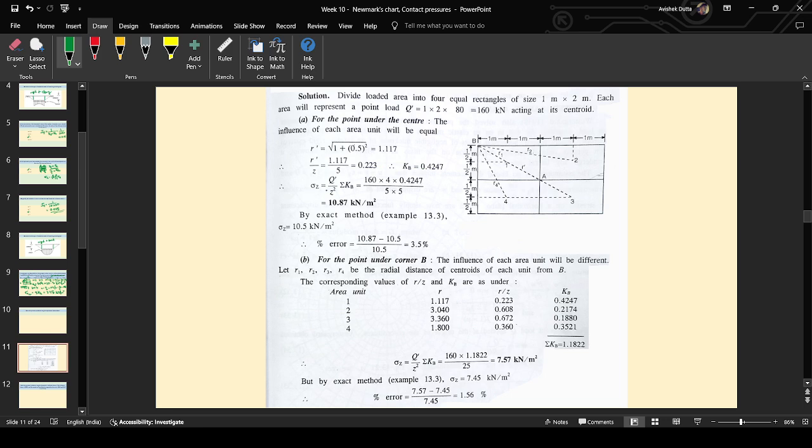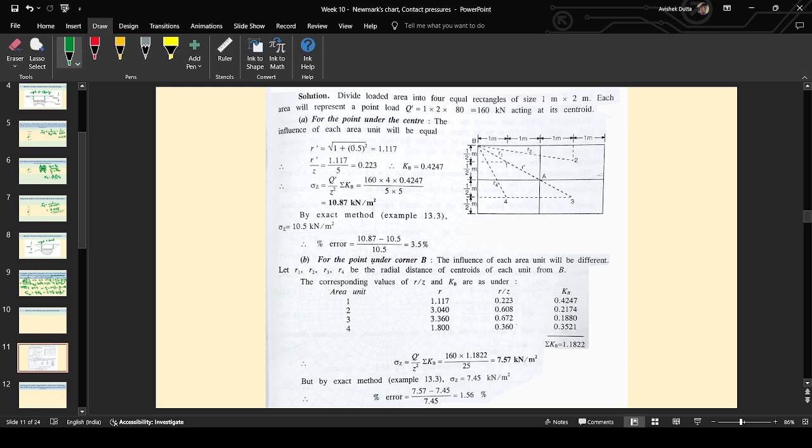Now sigma z equals q by z square summation of kb. So q by z square summation of kb means the same value, isn't it? Because from the center of each rectangle to the center of the main rectangle, the distance is the same. Hence r by z is the same. Hence the value of kb is the same for the 4 cases. So it will be q by z square into 4 into kb. You get a value of 10.87. Okay, 10.87, and the last one we got a value of approximately 10.5, right? 10.5 using the exact method.